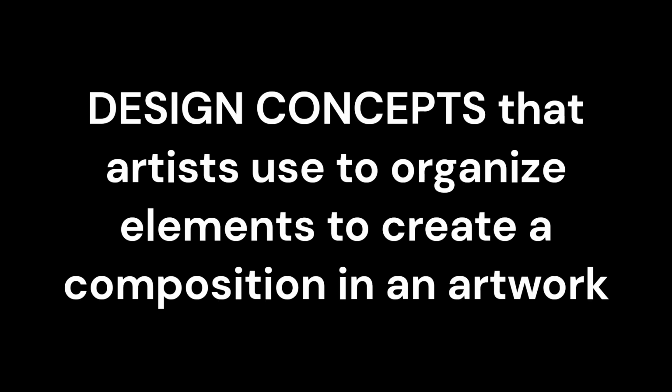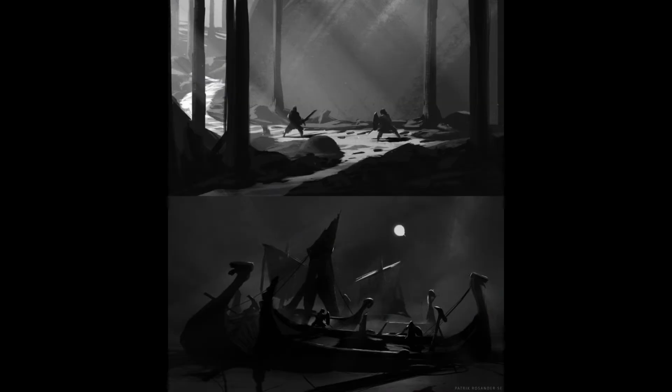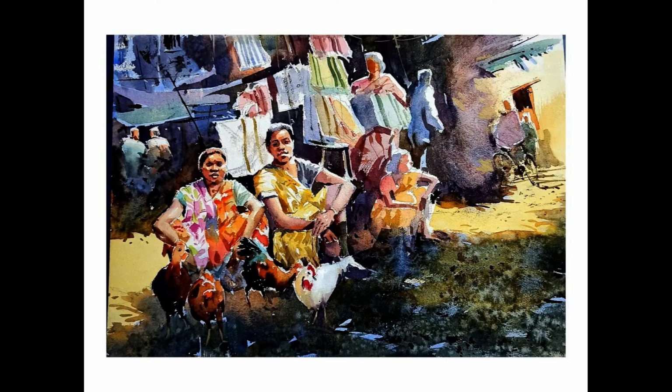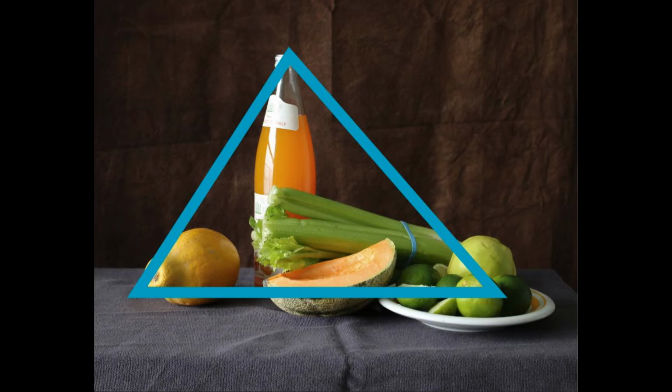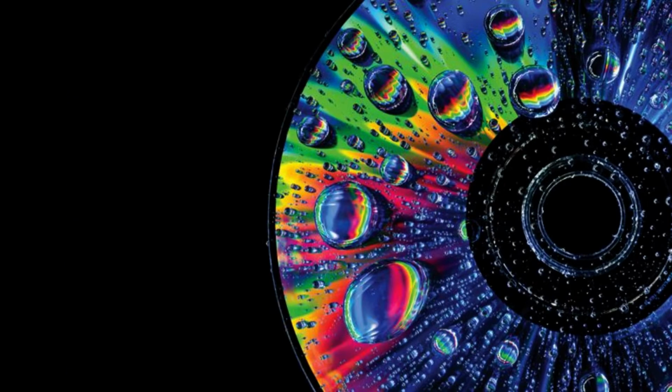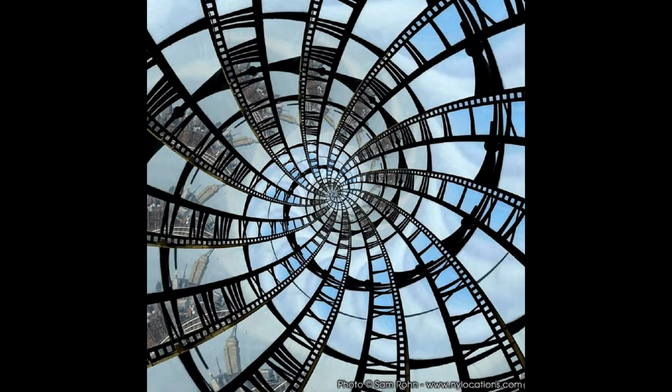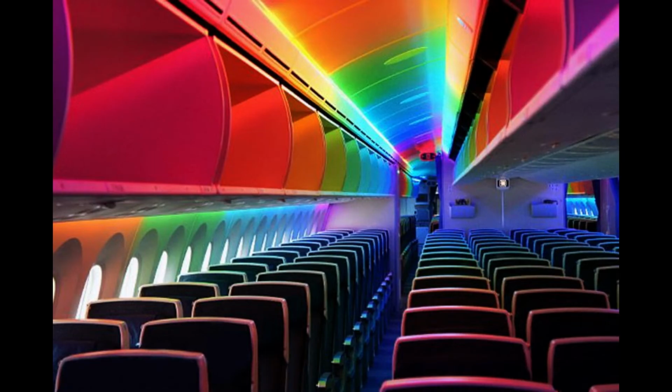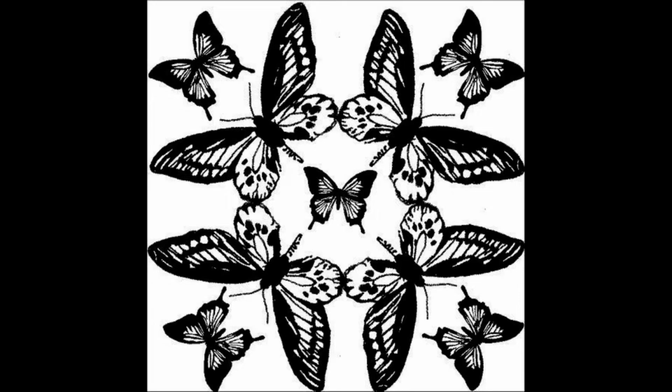So what are the principles of art? The principles of art are design concepts that artists use to organize elements to create a composition in an artwork. They are systems of communication of artist intended message. They are simply the fundamental rules that artists use to compose a drawing, a painting, or a sculpture. By using the principles of art, artists can arrange and organize elements with style and context that they intend to deliver.